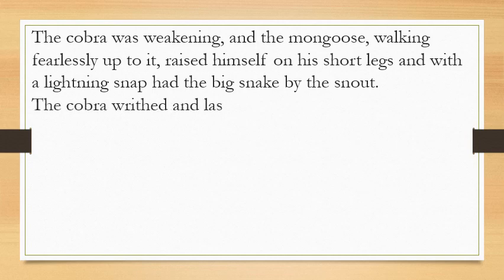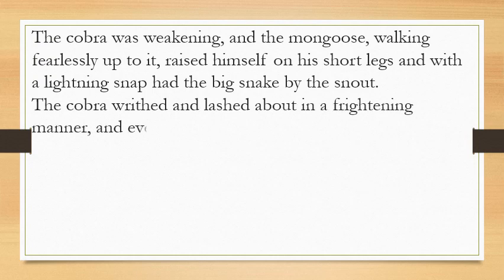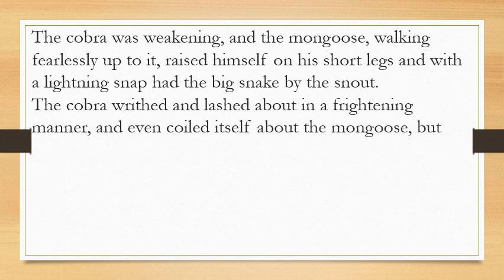The cobra writhed and lashed about in a frightening manner, and even coiled itself about the mongoose, but to no avail. To no avail means with no success. The snake made its last attempt to fight, but in vain. Means he didn't get success in that fight. It exhausted the cobra with its shrewd and fast attack moves and finally killed it.